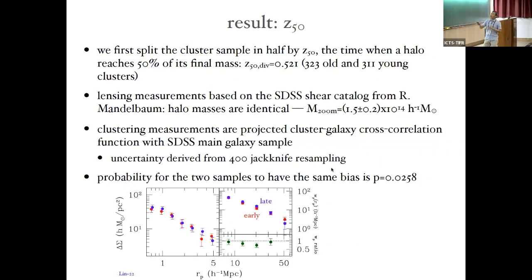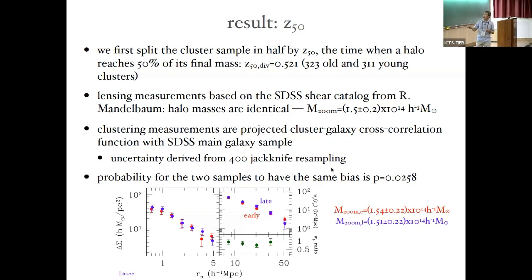So we first split the cluster sample in half by Z50, which is the time when the halo reaches 50% of its final mass. With a dividing redshift of 0.521, we have 323 old and 311 young clusters. The lensing measurements are shown here, which is based on the Sloan shear catalog. The masses of the early and late forming samples, shown as the red and blue points, are basically the same, 1.5 times 10 to the 14 solar masses.